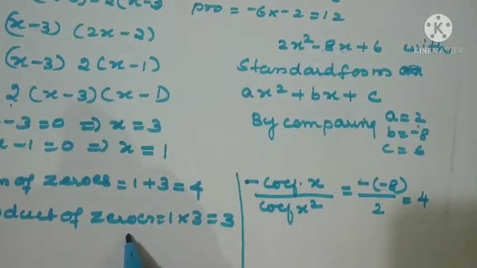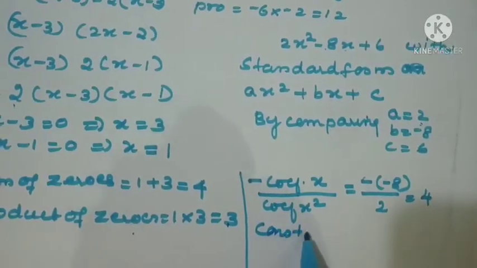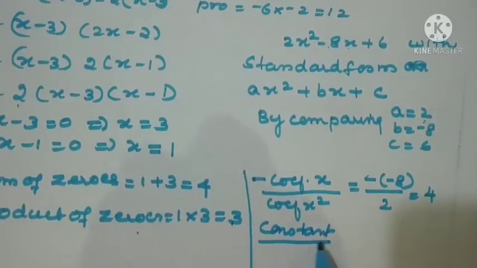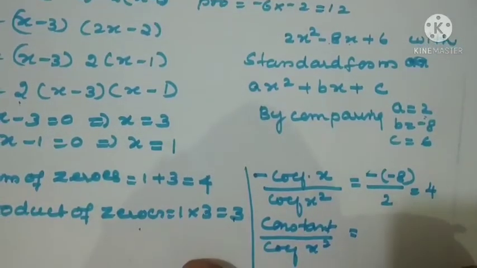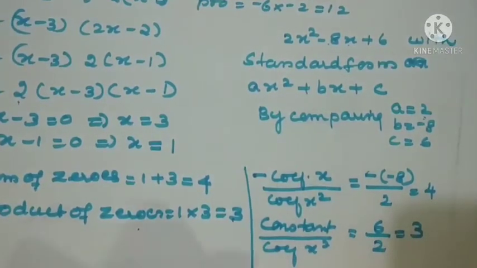Now let us calculate the product of the zeros, that is 3, which we have calculated here. Now we are taking the constant divided by the coefficient of x square. What is the constant here? C, that is 6, divided by 2, which is equal to 3. So comparing, the sum of the zeros is equal to minus coefficient of x by coefficient of x square. Product of the zeros means constant divided by coefficient of x square.